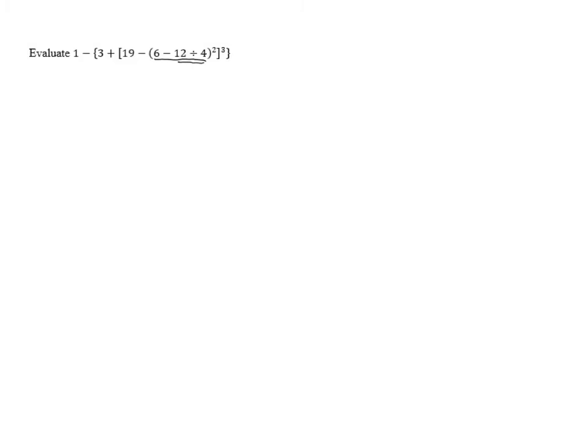12 divided by 4 is 3. So this is going to be 6 minus 3 in the parentheses. And 6 minus 3 is, of course, 3. So when we evaluate the parentheses, that leaves us with 3. So we've got 1 minus brace 3 plus bracket 19 minus, and then in the parentheses just 3 squared and then cubed. Now that we've done what's inside the parentheses, we can do what's inside the brackets.